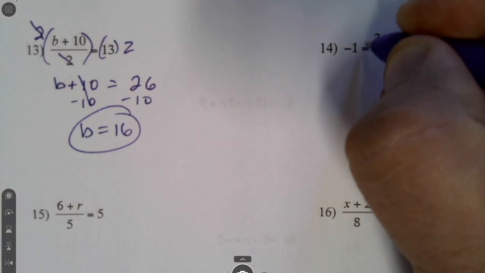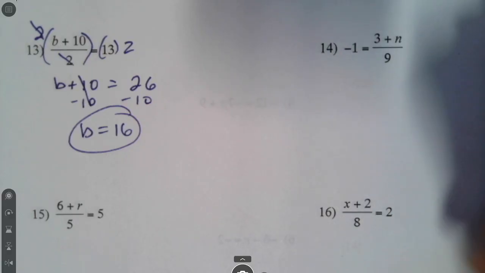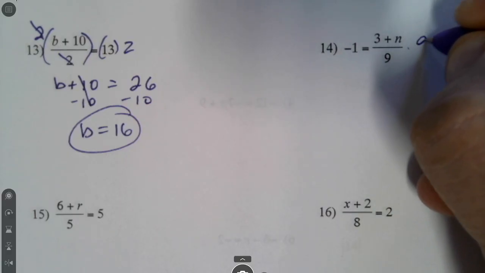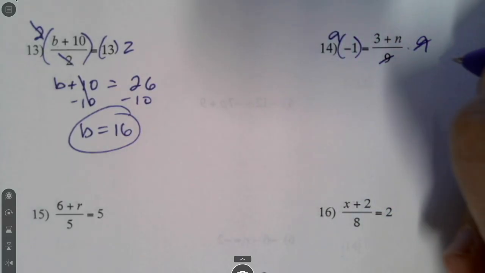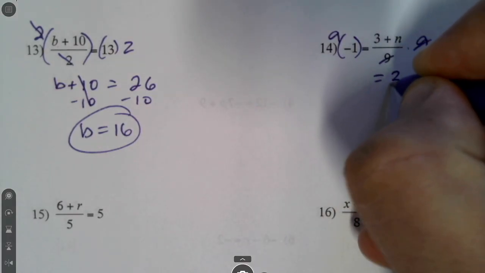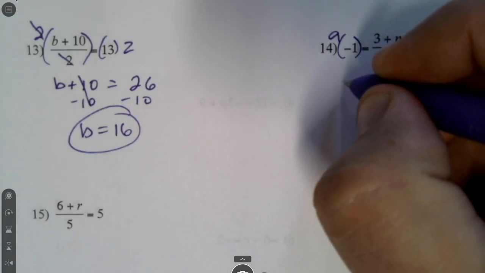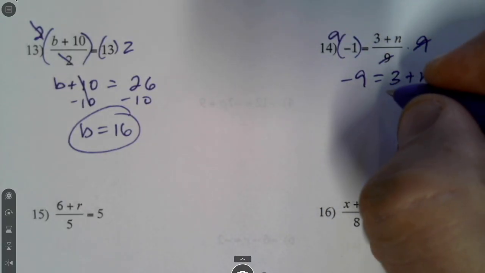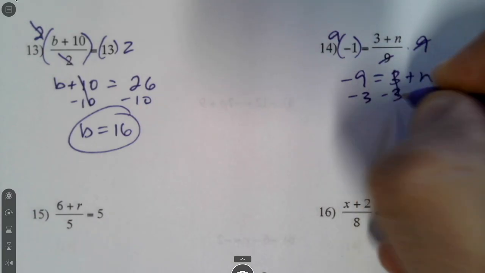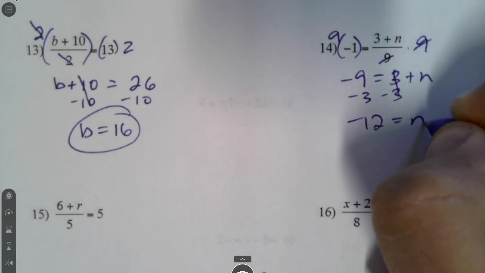We see, okay, this is one where the entire side is being divided, so the whole side's a fraction, so we multiply both sides by that denominator. So 9 divided by 9 is 1, so we just get 1 times this, which is itself. 9 times negative 1 is negative 9. Then to get n by itself, we subtract 3 from both sides. Get negative 12 equals n.